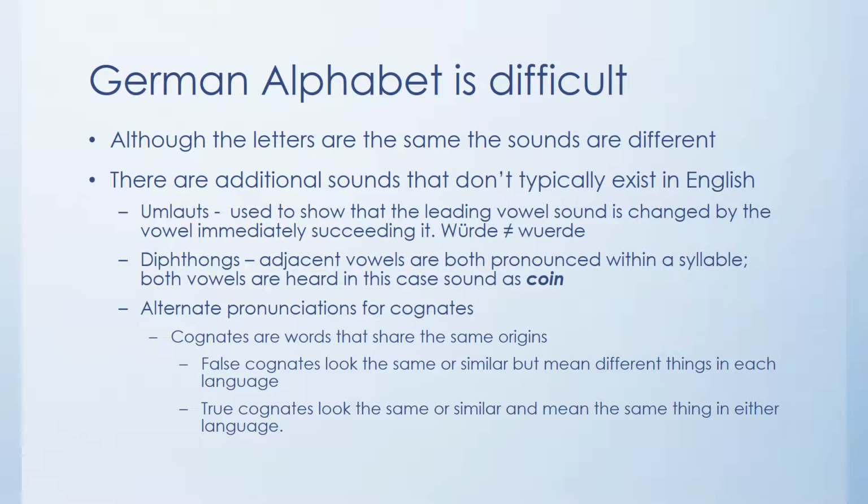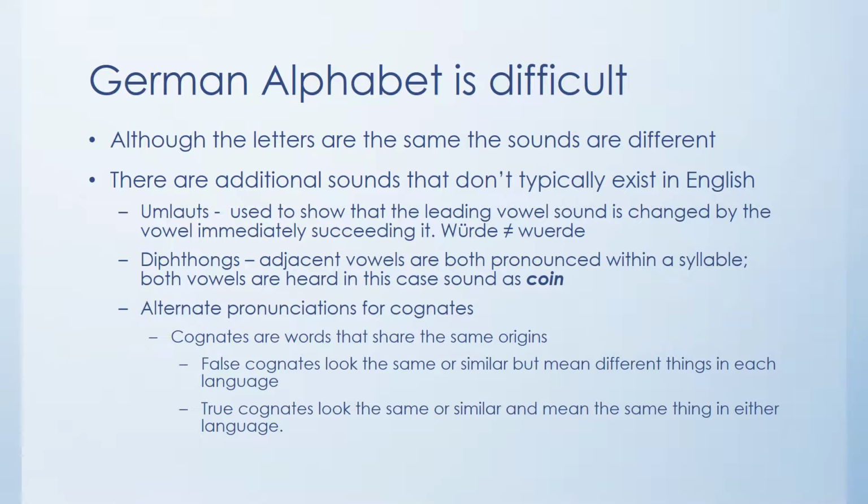And diphthongs are different because both of the vowels that are adjacent to each other are both pronounced, and it's a specific sound as you transition from saying the first vowel to the second. Like, for instance, with coin, you say the O and the I, and it's a specific sound, coin.